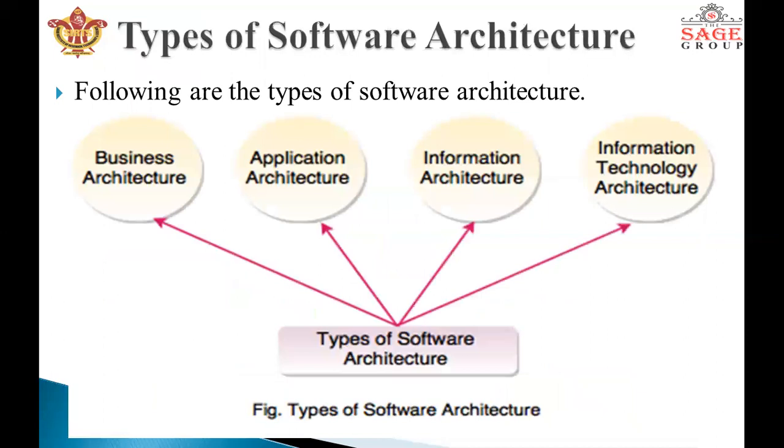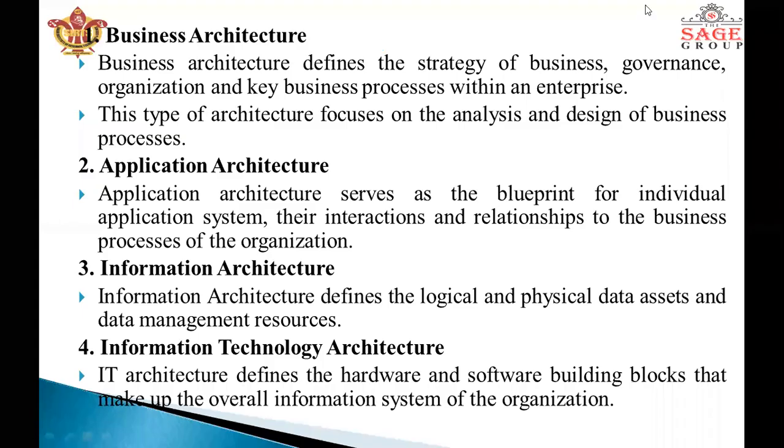And how many types of software architecture are there? Here you can see the diagram: business architecture, application architecture, and information technology architecture. So these are the types of software architecture. And so, what is a business architecture?